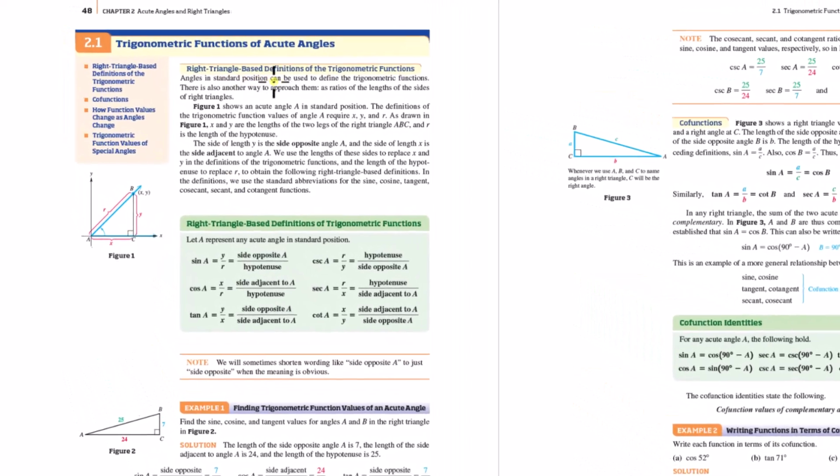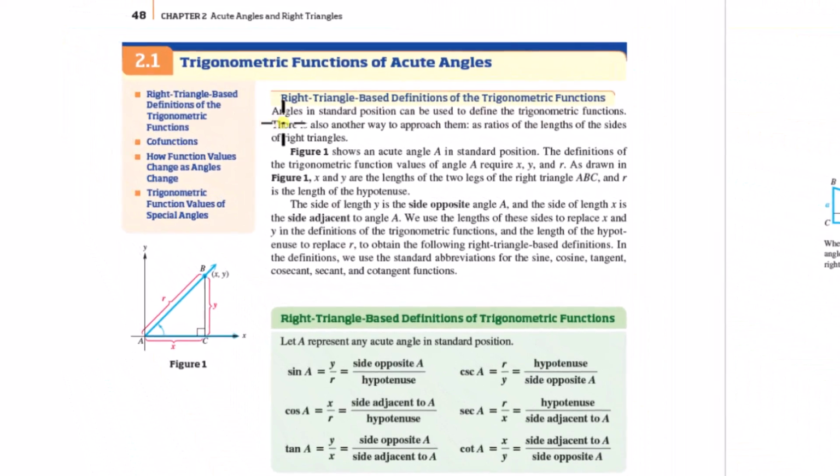Okay, so right triangle based definitions of trigonometric functions. Angles in standard position can be used to define the trigonometric functions. There is also another way to approach them as ratios of the lengths of the sides of right triangles. Figure 1 shows an acute angle A in standard position. The definitions of the trigonometric function values of angle A require x, y, and r. As drawn in figure 1, x and y are the lengths of the two legs of the right triangle ABC, and r is the length of the hypotenuse. From the perspective of the general definition, for an acute angle you're in the first quadrant, so the legs are always positive, and the hypotenuse is always positive. So you have an actual right triangle.